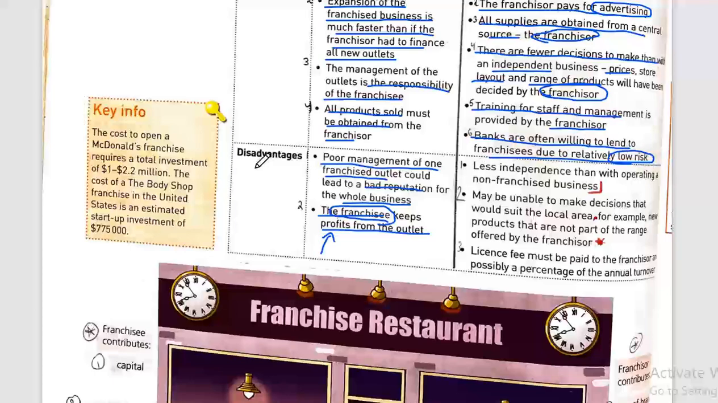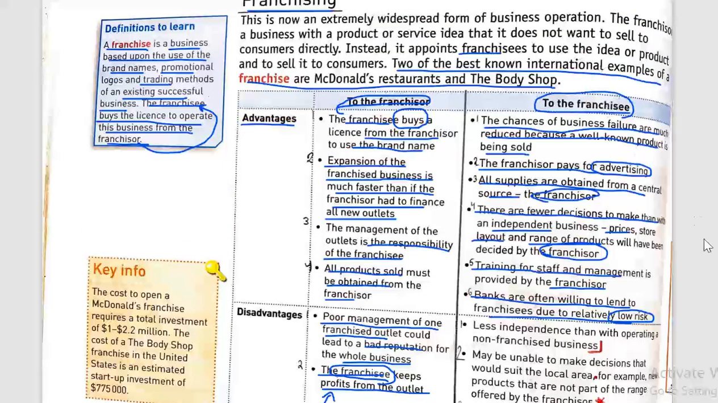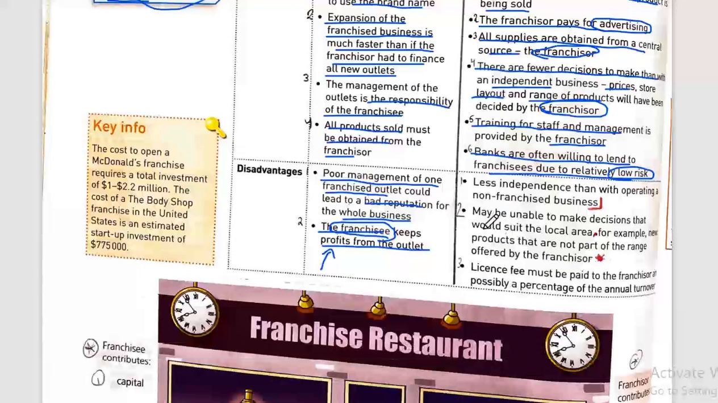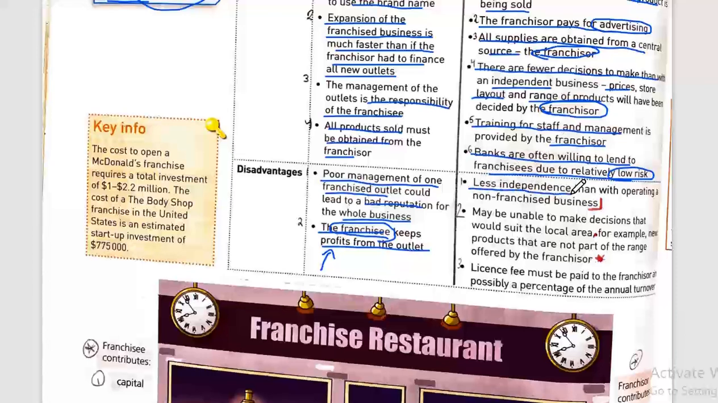Now we're going to be talking about the disadvantages when it comes to the franchisee. Number one, less independence than with operating a non-franchised business. So you see over here that a lot of decisions are being made by the franchisor. So I'm not very independent with my decisions.